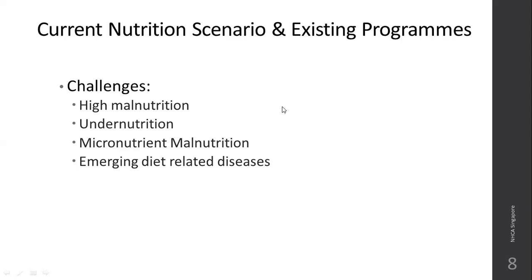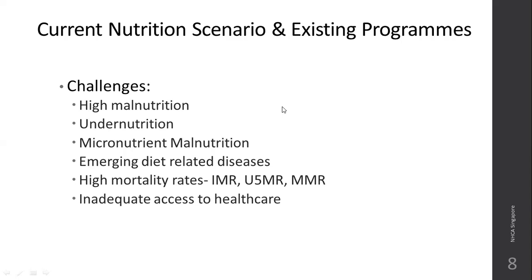Emerging diet-related diseases like diabetes, non-communicable diseases, cholesterol issues, cardiovascular issues. These are emerging conditions. Then high mortality rates: infant mortality rate, under 5 mortality rate, maternal mortality rate. And some people in the most rural parts of India still don't have proper access to healthcare, not even primary healthcare centers. So these are the challenges we need to tackle.